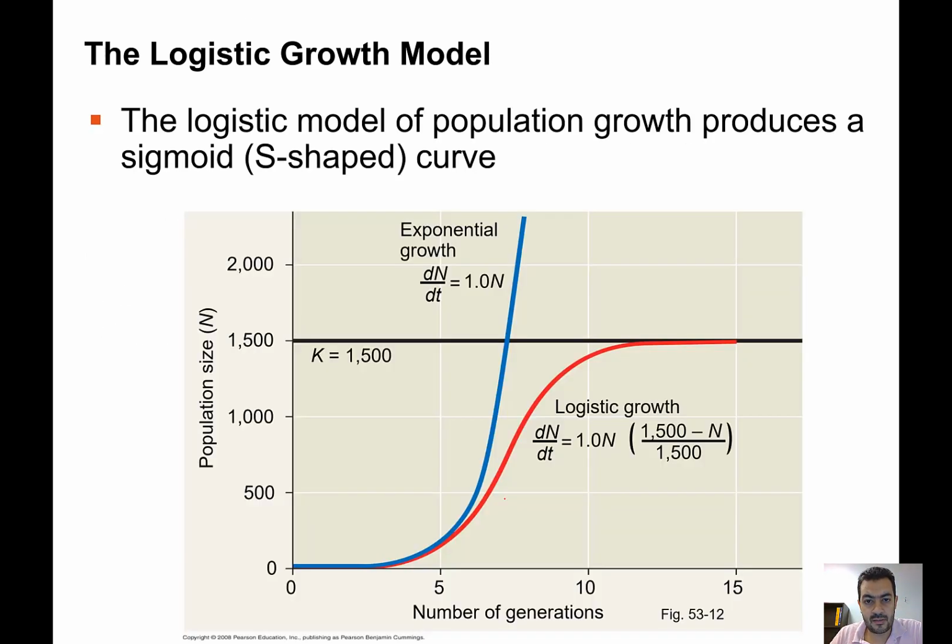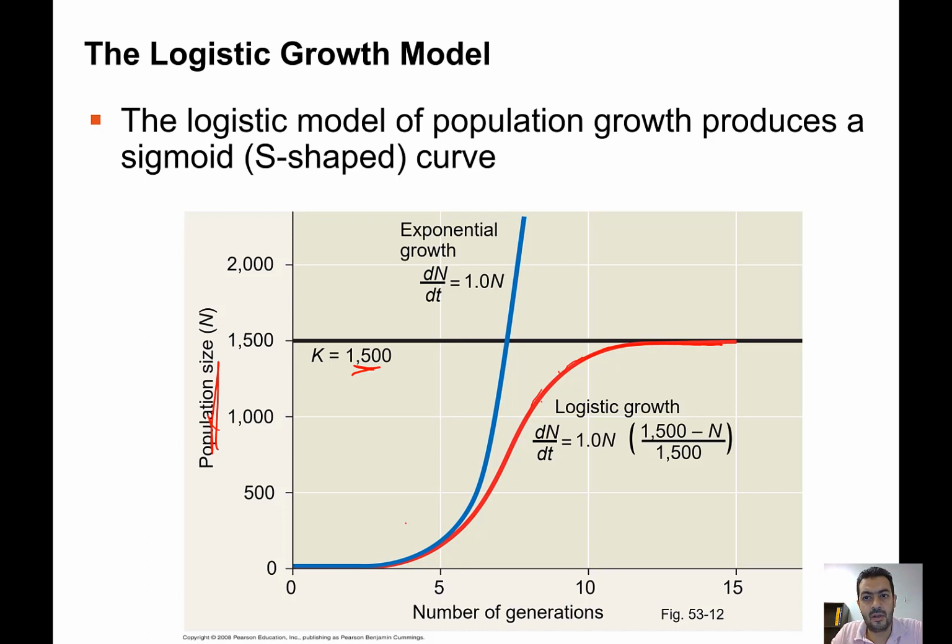Again, this is represented in figures. The exponential growth will happen when there is no consideration for the carrying capacity. Once we put in the carrying capacity, which in this case is 1500, we can see almost a J curve. But once the population size reaches 1500, the growth rate decreases, and we get this S-shaped curve.